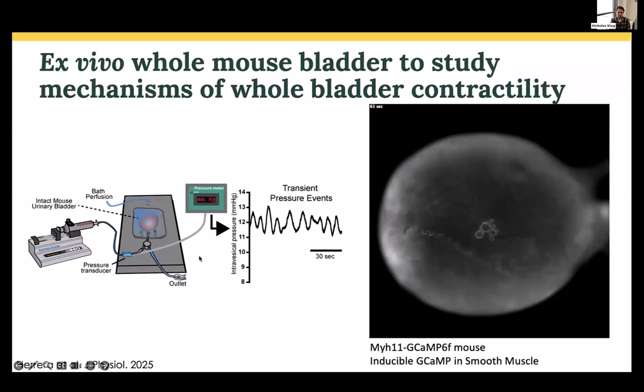And in many of these experiments, we were also able to use mice that had a genetically encoded calcium indicator, GCaMP6f, specifically in smooth muscle cells. And so we could observe not only these transient pressure events, we could also observe how the spatial and temporal aspects of muscle activity are driving them. We just did this using basic wide field microscopy. And so you could see in this video that these transient pressure events are driven by these cascading neighboring action potentials occurring across the surface of the urinary bladder.